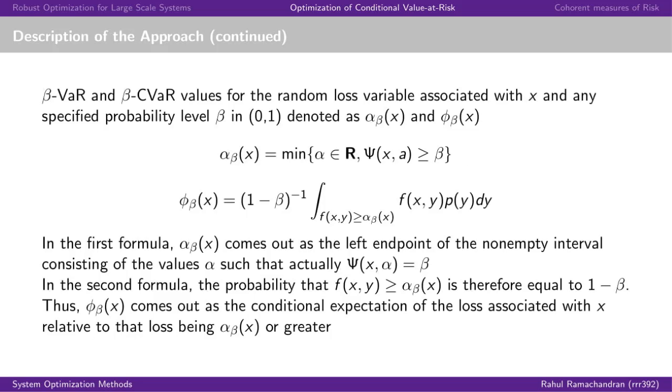Here, the first formula in the slide represents the left endpoint of the non-empty interval of values alpha such that this cumulative distribution function at alpha is equal to beta. The second formula indicates that the probability of the loss f being greater than alpha is 1 minus beta. It is then the conditional expectation of a loss that is greater, with the decision vector x, relative to the loss being alpha or greater.